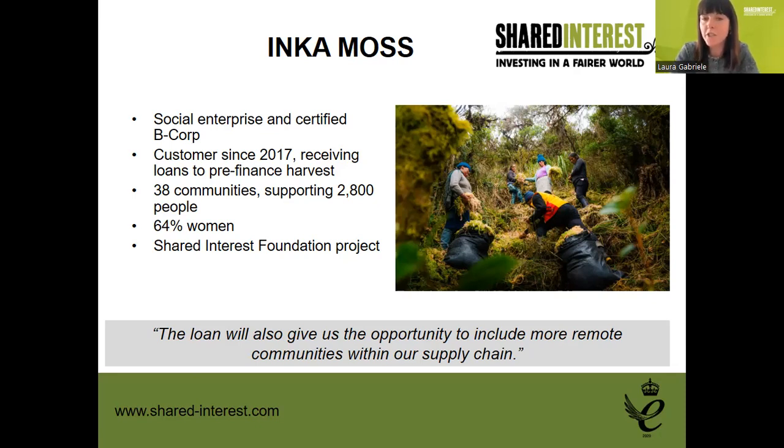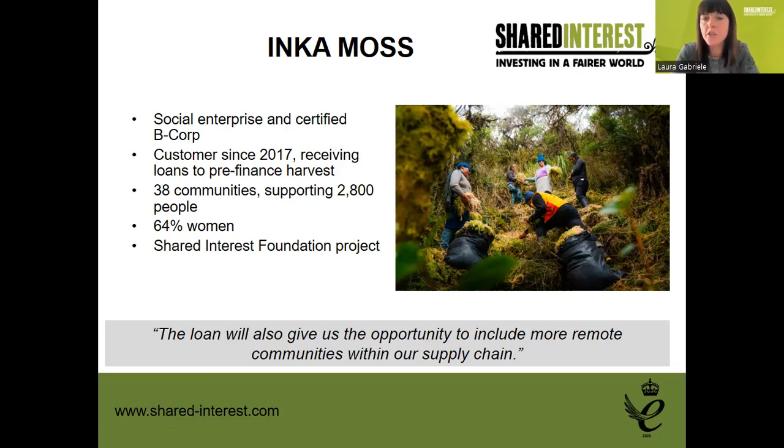Inca Moss was formed in 2010 by a gentleman called Marco Pinatelli, who met a moss pioneer, Anton Becker, while out on vacation. Inca Moss is a B Corp in recognition of the high environmental and social impact standards it applies to its operations, as well as showing public transparency. And today, the organisation is working with over 38 communities in the Andean Highlands, supporting almost 3,000 people. And 64% of the producers they are currently working with are female.